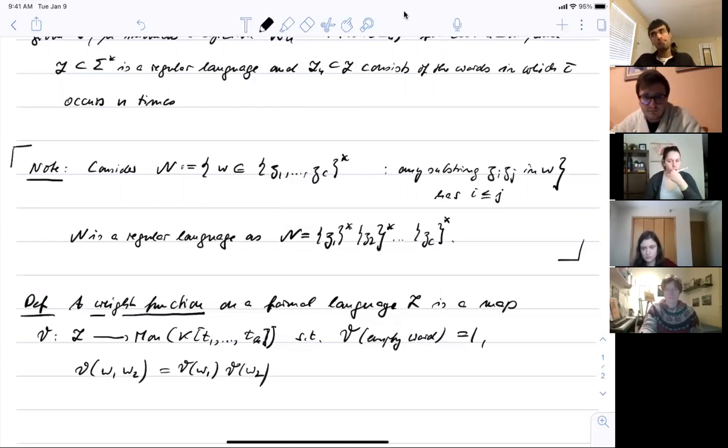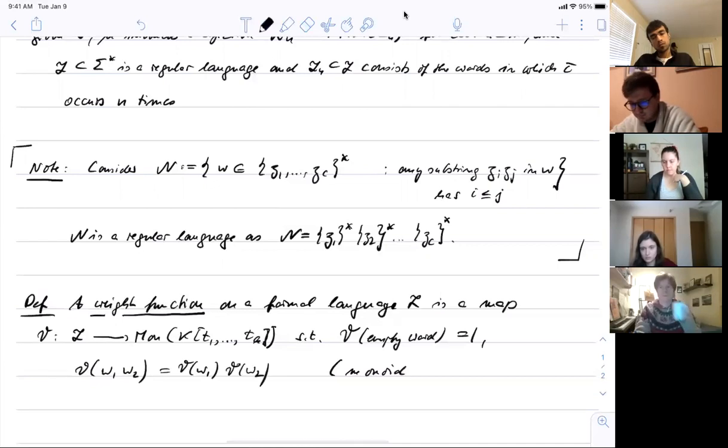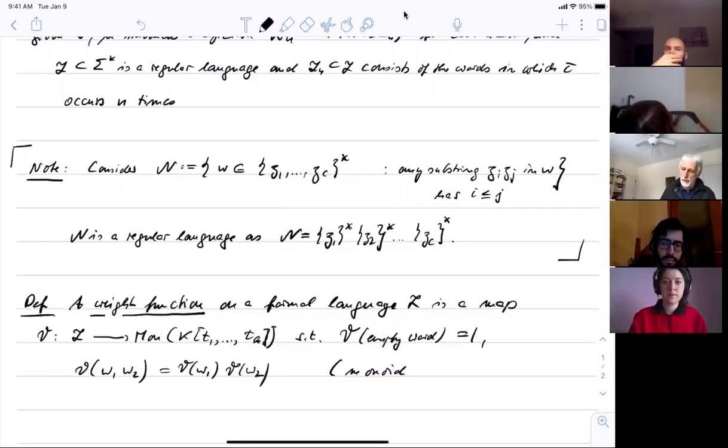I could say this more abstractly, but this is no new information, just maybe for context. That's the same as saying that this map v is a monoid homomorphism. All right.